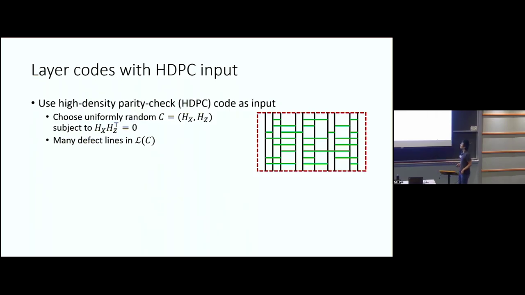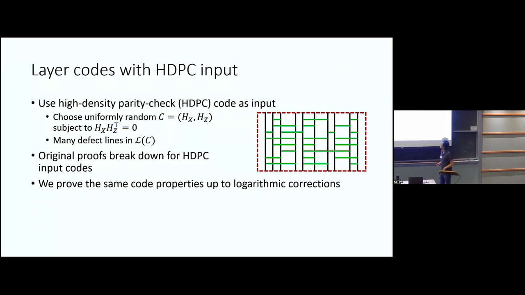Okay, good. So anyway, we want to consider these HDPC codes, as we like to call them. And to do that, we could just consider some random CSS code input. That is, we choose the parity check matrices HX and HZ uniformly at random. Every single entry is random, but subject to the condition that HX times HZ transpose is 0, in order to get the commutation. And so this will basically get a lot of defect lines, and we might expect that to be good.